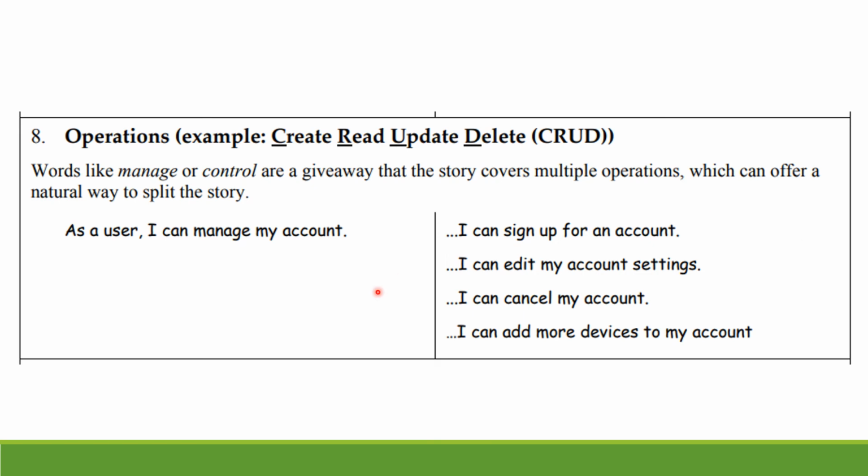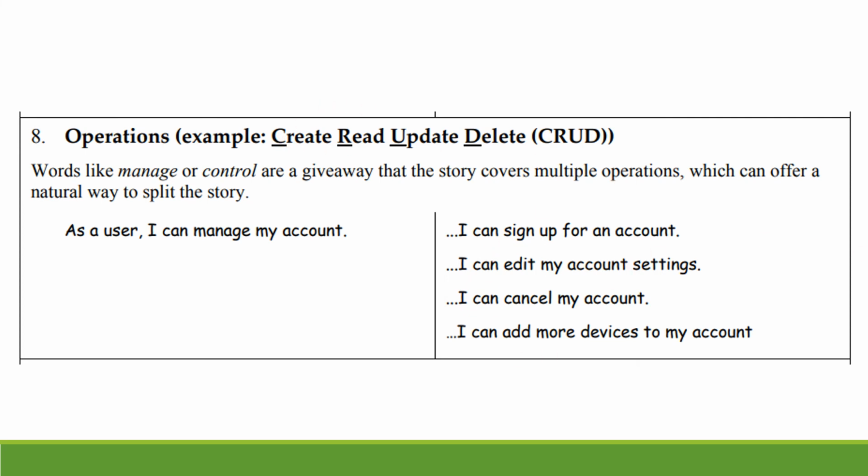Seventh is based on operations. As a user, I can manage my account. Right? There is an operation called CRUD: create, read, update, and delete. So as a user, I can sign up. That's a create. As a user, I can edit. As a user, I can cancel my account. As a user, I can add more devices to my account. So this is how I can delete my account or whatever it is. So using these CRUD operations, you can divide your stories.